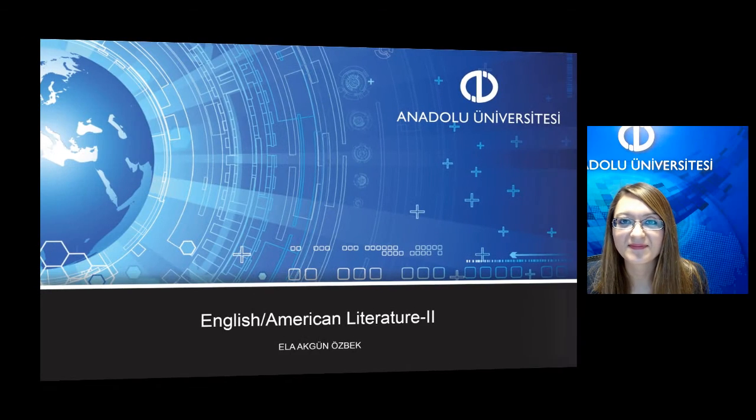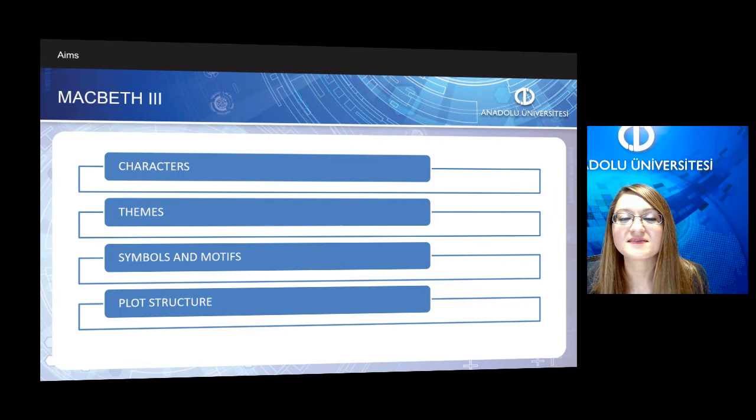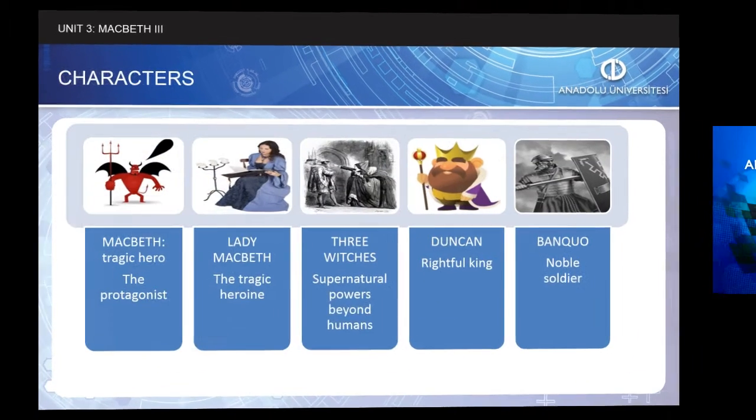Hello, welcome to English American Literature 2, Unit 13, Macbeth 3. In this unit, we have summarized the characters, themes, symbols and motifs, and the plot structure. Let's begin with the characters.